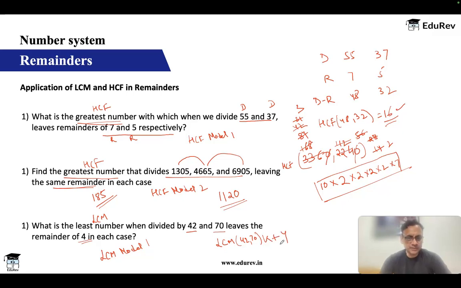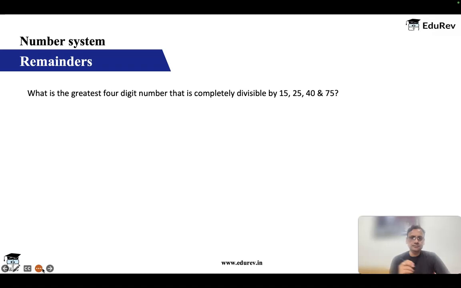I hope you remember that. So 42 and 70, what will be the LCM? 210. So 210k plus 4 will be the answer. And the least number is when you put k equal to 1, so 214 will be the smallest possible number. Just a brief recap, but these concepts also are sometimes used. Let's look at the next one.